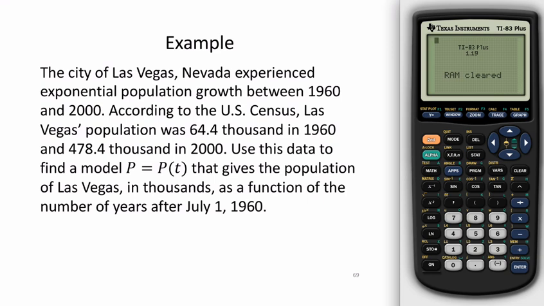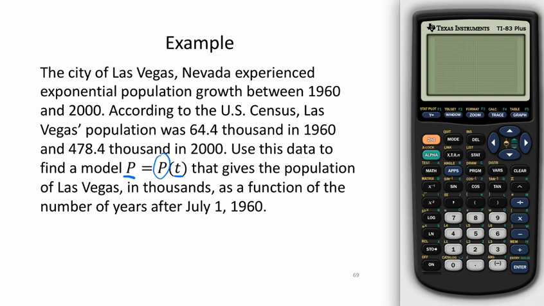So P, the variable P, will be defined as the population in thousands, as a function of t, the number of years after July 1st, 1960. So we are measuring time from the middle of the year 1960. So we've defined our two variables, P and t. And so we're calling the model P as well.